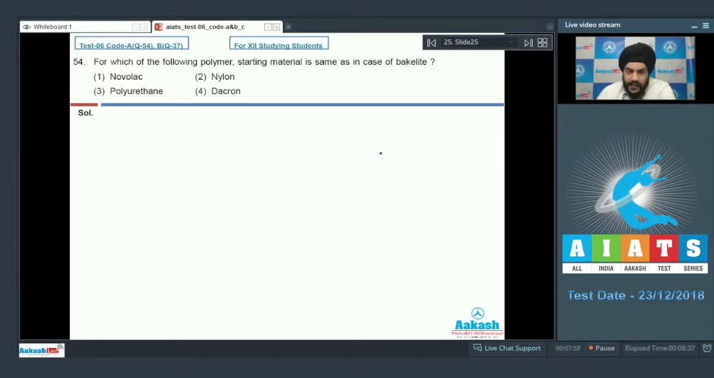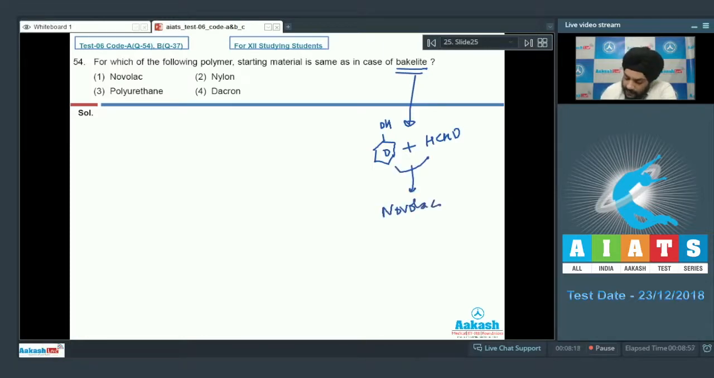Which of the following polymer, the starting material is same as in case of bakelite? So students, bakelite is formed by the thermosetting of phenol and formaldehyde resin. So this phenol and formaldehyde first combine to give us novolac, and then on further heating with HCHO, this undergoes cross-linking to form bakelite. So students, we have to mark option 1 as the correct answer to this question. Let us look at the next question.